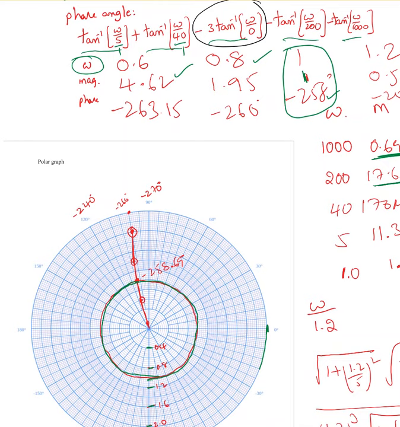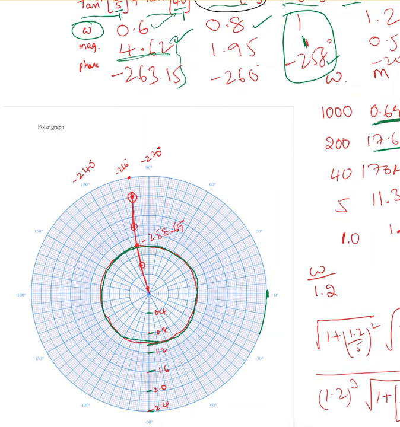If I choose 0.6, the magnitude is 4 point. And don't worry, in the polar plot, I did not indicate the omega value anywhere. I'm taking only these two numbers, magnitude and phase angle. So magnitude 4.62 is already out of the graph because I have only 2.4 here. Okay, that's 2.4, that is 2. So move on to 0.8.